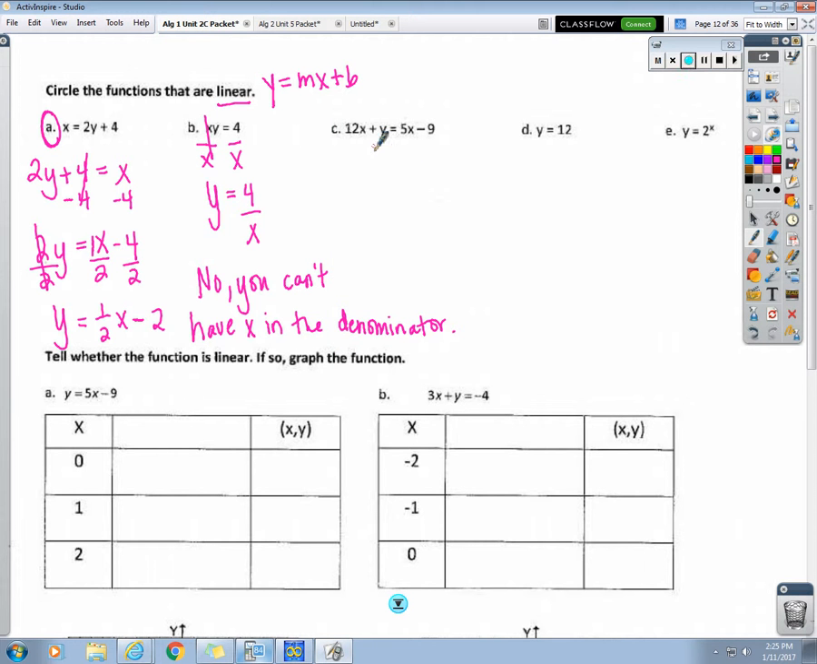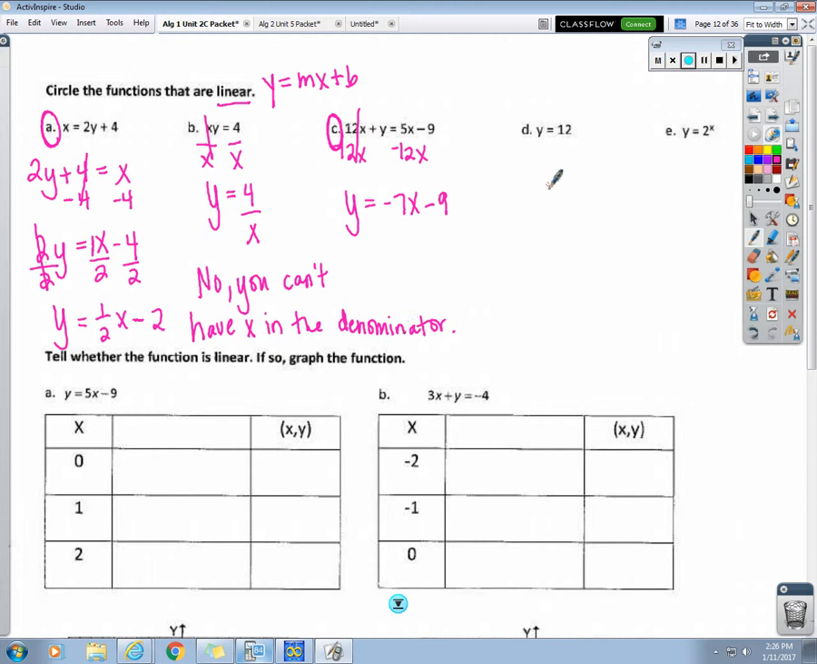Okay, so what about C? Do you think it's linear or not? Why? Right, the only thing you have to do is what? Okay, so it'll become y equals negative 7x minus 9. You just end up having to combine that 5x and 12x. It's like there were 2 mx's, so they had to combine together. So this one's linear, so we'll circle it.